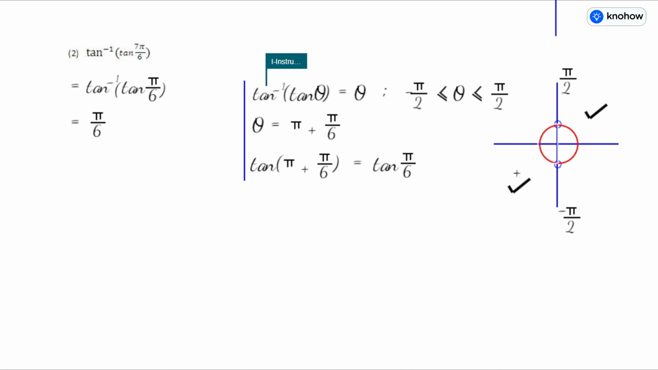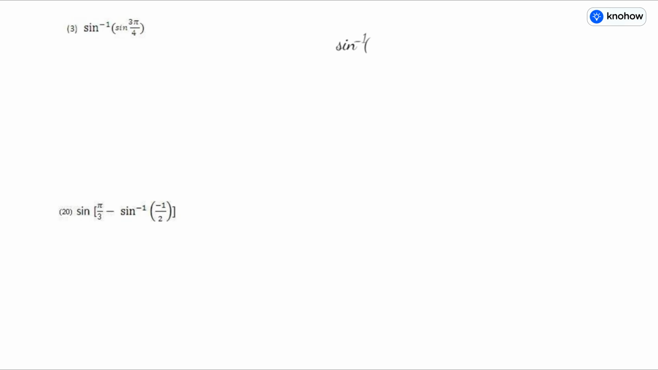Now look at this part, sine inverse of sine 3 pi by 4. So we can use the property sine inverse of sine theta is theta, provided theta lies in the principal value branch, that is negative pi by 2 to pi by 2. Now what is the angle theta here? Presently, it is 3 pi by 4 or 135 degrees, which does not lie in the given interval.